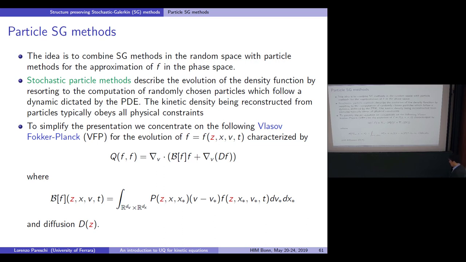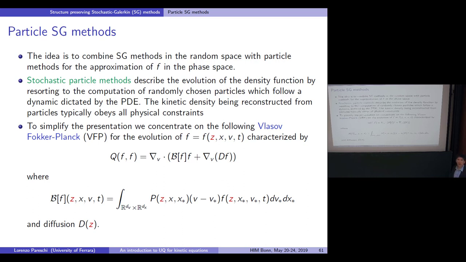Particle stochastic Galerkin method. Well, here the idea is, of course, we want to try to save some of the physical property in a stochastic Galerkin setting. Which means that basically we are assuming to have a solution which is smooth in the random space. Okay, that's the starting point. Now, the idea is to combine the stochastic Galerkin approach in the random space with particle methods for the approximation of F in the phase space.